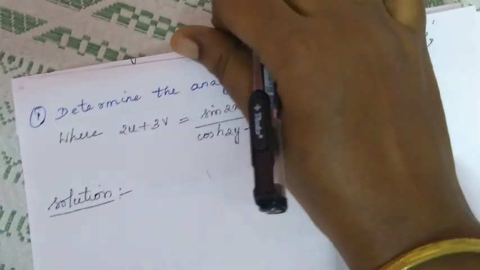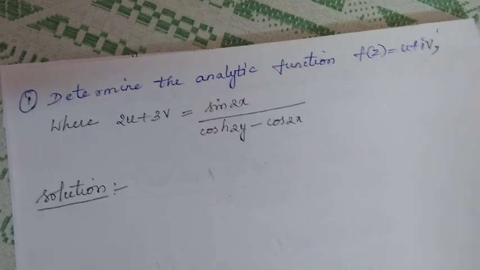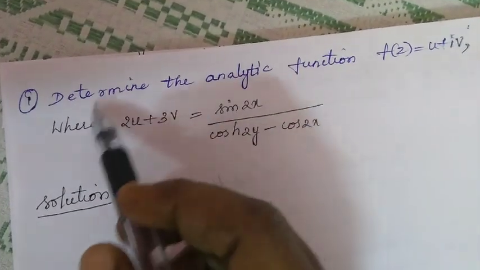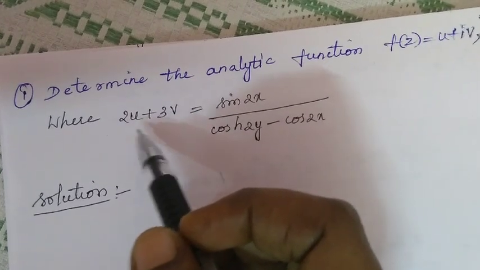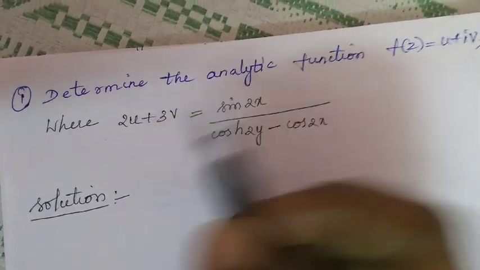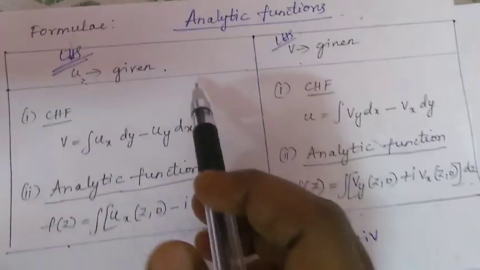I solved that problem, and now when you see this, it is 2u plus 3v, right? So if your question is a combination like 2u plus 3v, what you have to do is convert this either to u or to v. Then only you can make use of the formula. See this in my formula page.